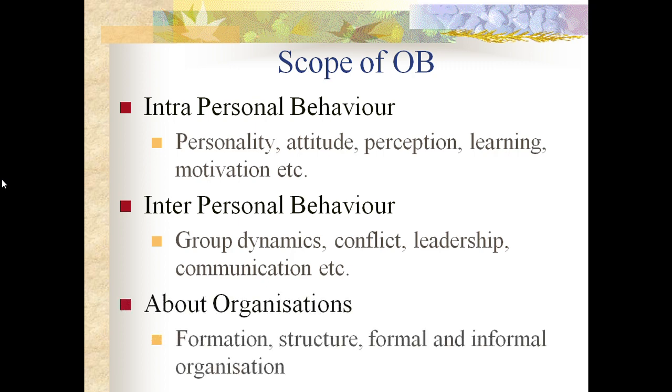And the third is about organizations. We are concerned about the formation of organization, how organizations are formed. What is the structure of organization? What is the effective structure? Most appropriate structure. And formal and informal organizations. There are formal organizations which talk about authority, rules, regulations, etc. And surely there is an informal organization. That means only relationship matters in an informal organization. So all those are part of organizations. So that is also a scope of OB. So OB has three scopes: intrapersonal behavior, interpersonal behavior, and about organizations.